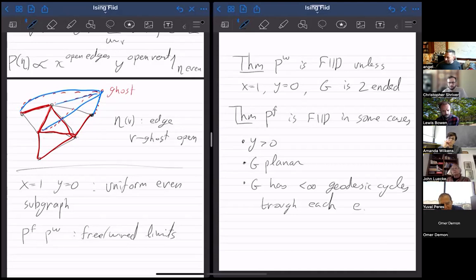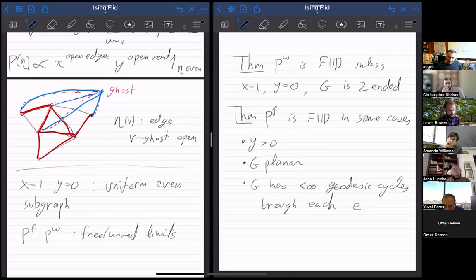Omer, to orient us, could you just tell in the case of Z what happens when you go to the free instead of the wired? So what is the free limit? You take a finite interval. In the case X equals 1 and Y equals 0, a random even subgraph of this is just empty always, since you have an interval, you cannot have any even subgraph. In this case, if Y is 0, it doesn't matter what X is, you just have the empty graph.